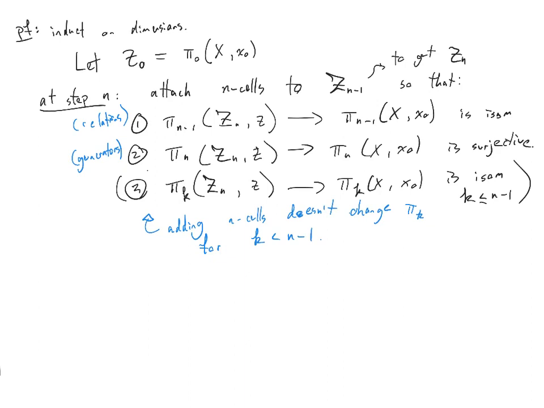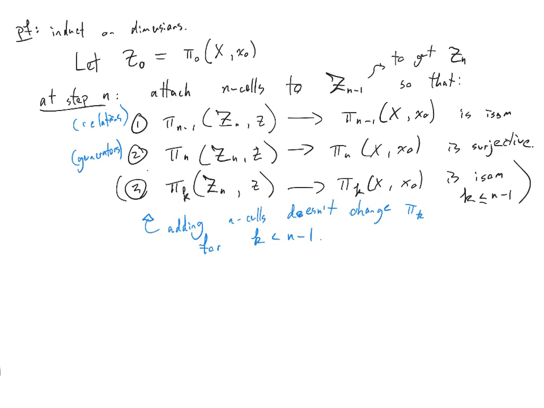So we already know, I think we proved in class, that adding n cells can affect your n minus 1 homotopy groups, but it can't affect your n minus 2 or n minus 3, etc. homotopy groups. So part 3 comes along for free. So you should think about this as an induction where we're just fixing one additional degree. And so how does this work?